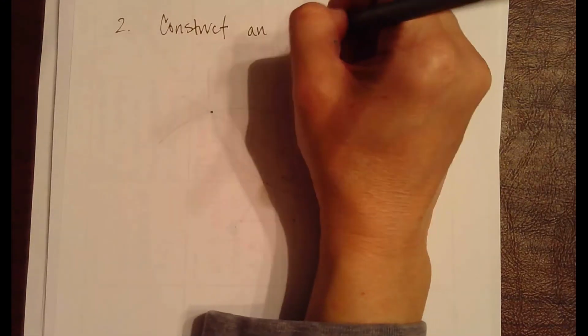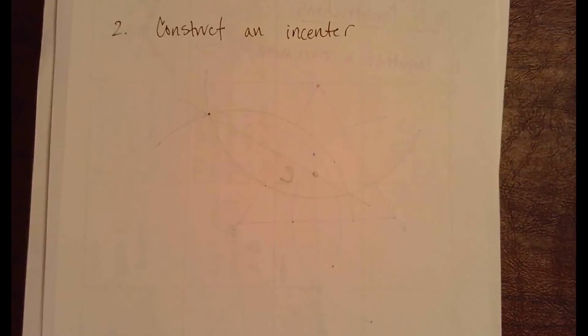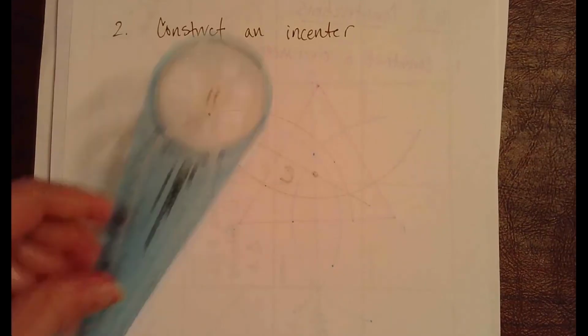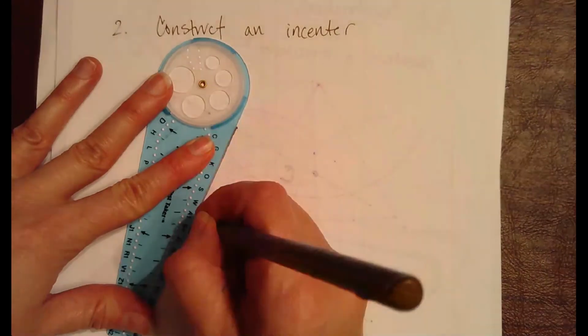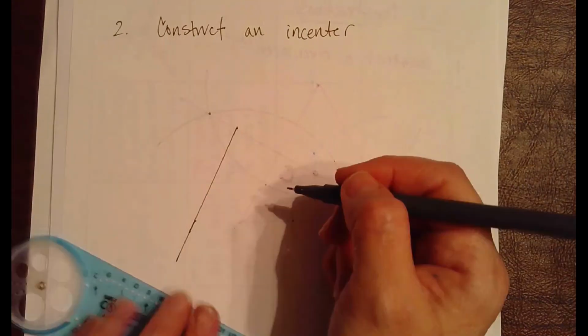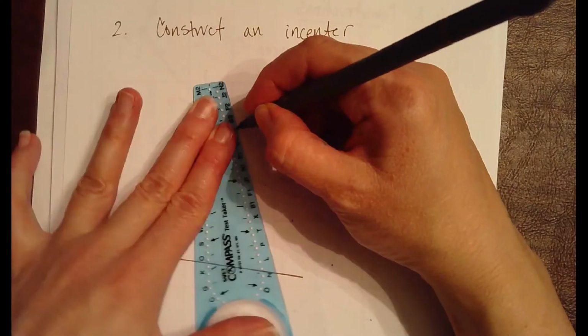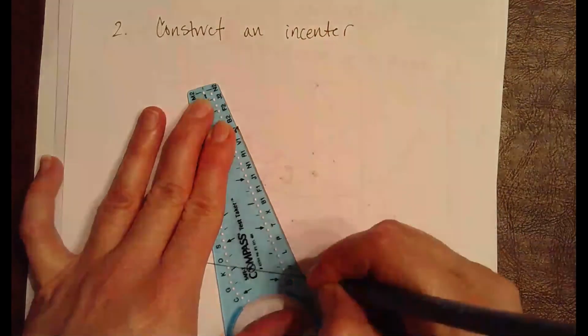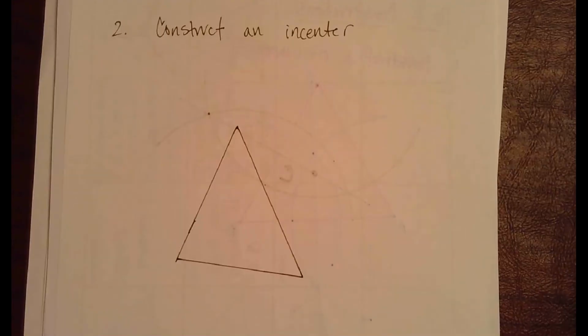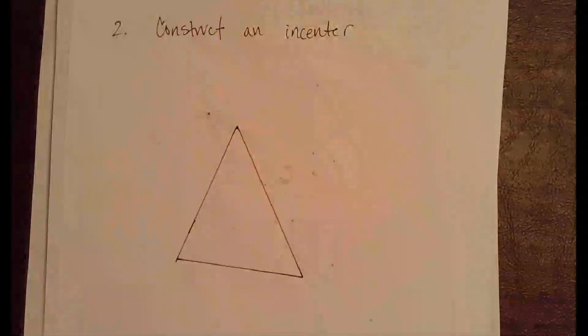All right, so again, I want you to start by drawing a triangle. You need to use a straight edge, please, just so that everything lines up correctly. You don't have to draw a specific kind. Mine looks like this, so that's fine. Remember, an incenter is made from angle bisectors. So we're going to bisect any two of these angles.